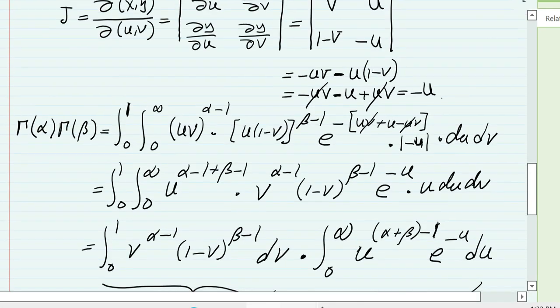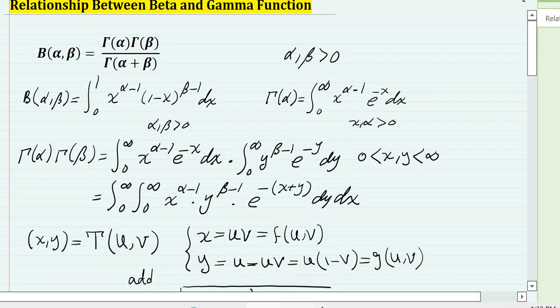And there you have it. So we did what we wanted to do, and that was to establish the relationship between the beta function and the gamma function. Thank you for watching, and that will conclude this video.